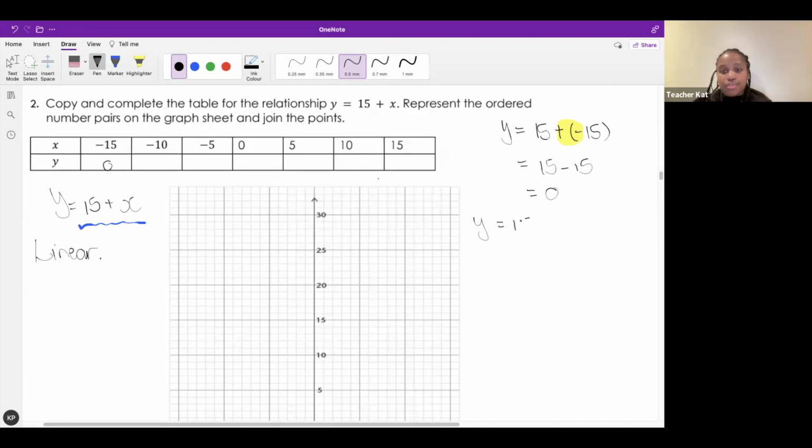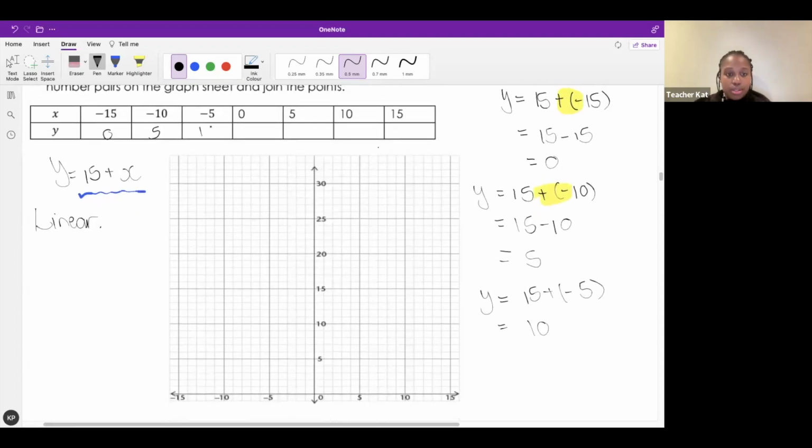y is equal to 15 plus negative 10. Once again, we have that positive negative in the middle, which will give me a negative. So this is 15 minus 10. And my output is 5. Okay. Third one, y is equal to 15 plus negative 5, which will give me, 15 plus a negative 5 will give me what? 10. That is true.